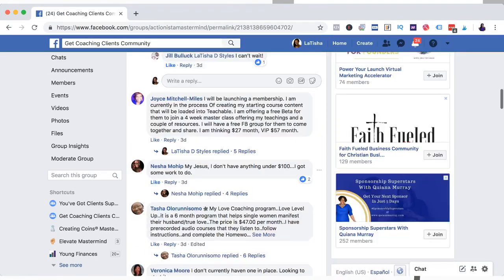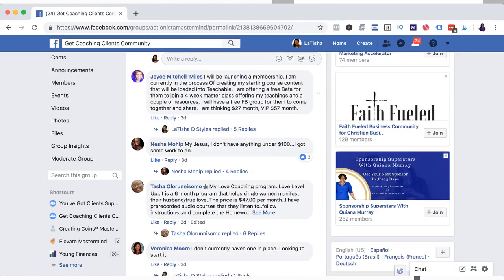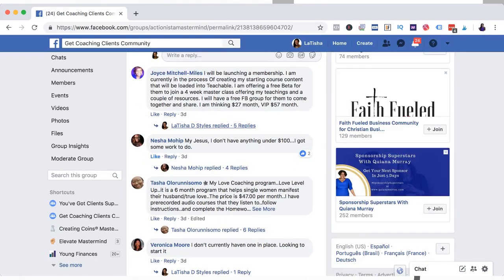So that's why I don't consider a membership a low ticket offer. I've tested and sold memberships before. When I was selling a $9 membership, that was so much harder than selling a $47 one-time workshop. It's because people are thinking, do I want to pay this every month?